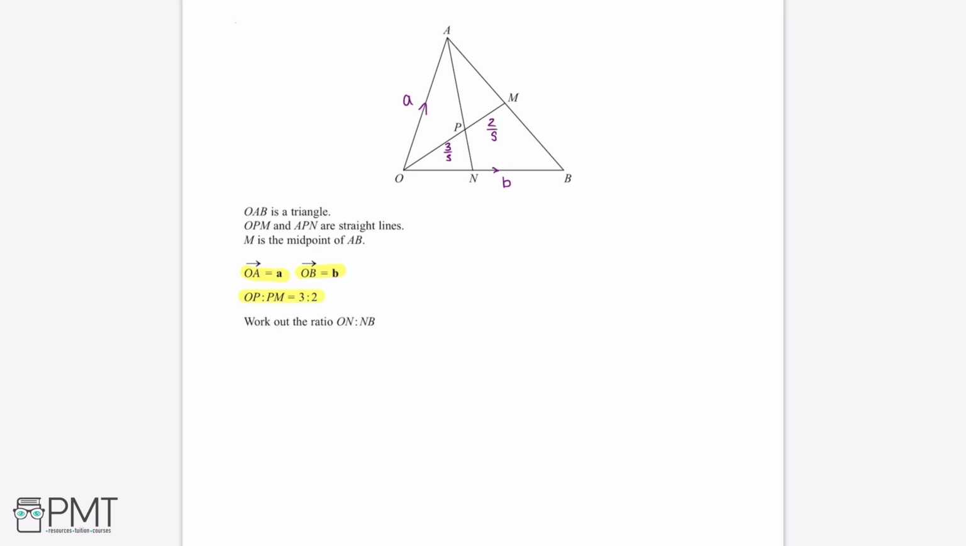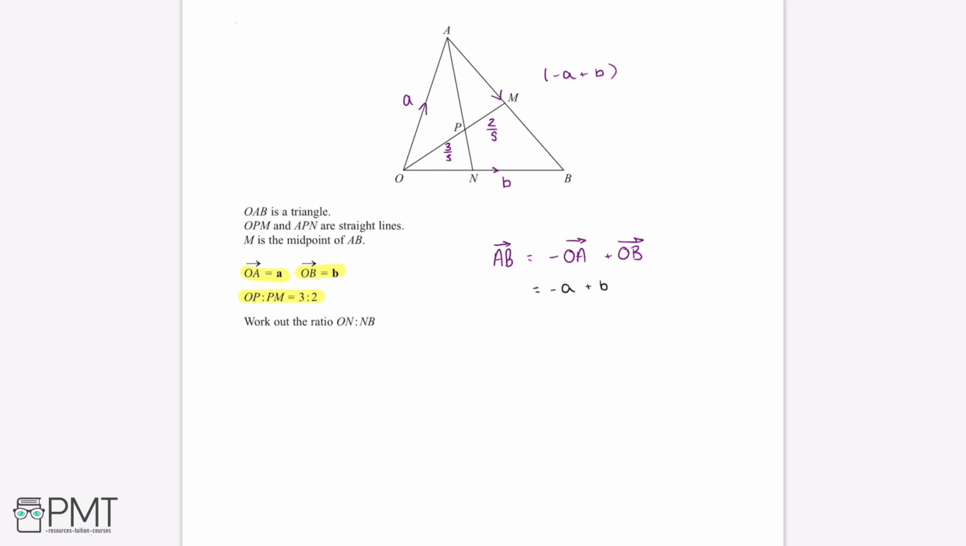So the first thing we can do is work out some information to fill into this diagram. And the first thing we can work out is the vector AB. In order to get from A to B, we'll need to go from A to O, which we can write as negative OA, and we'll need to go O to B. We know that OA is equal to a, and OB is equal to b. So therefore AB will be equal to negative a plus b.